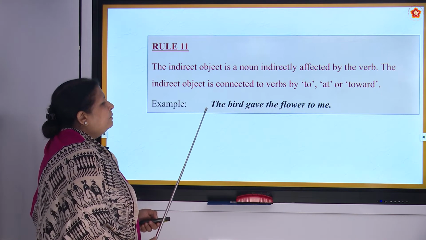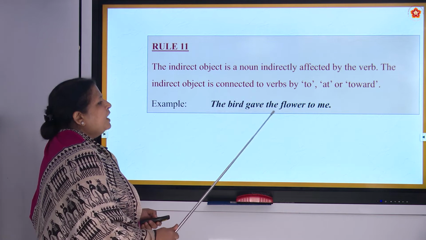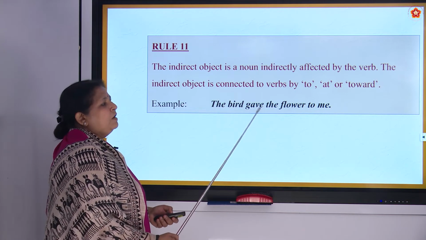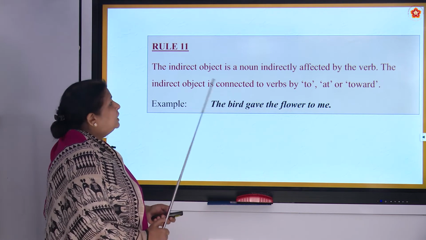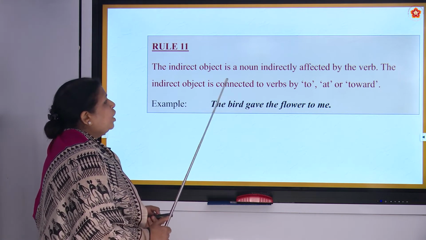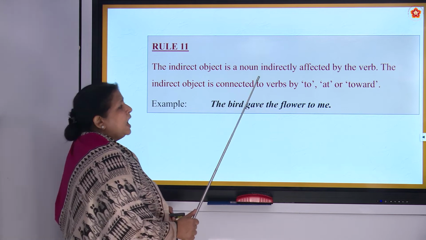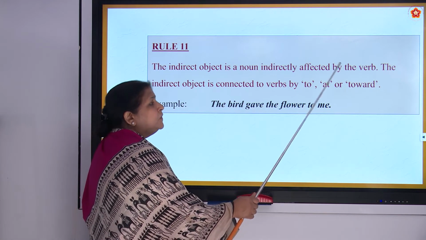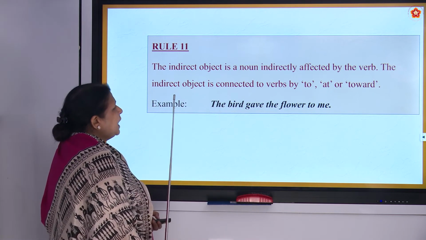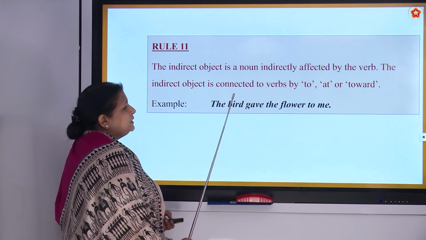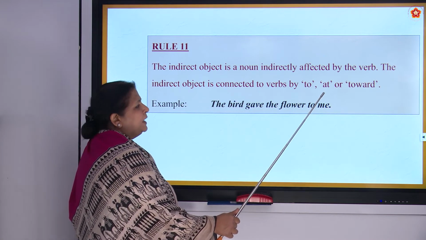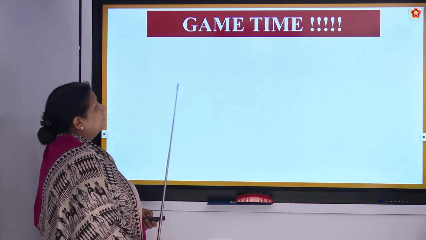Now see, the bird gave the flower to me. See, here you can make out the indirect object is a noun indirectly affected by the verb. The indirect object is connected to verbs by to, at or towards.